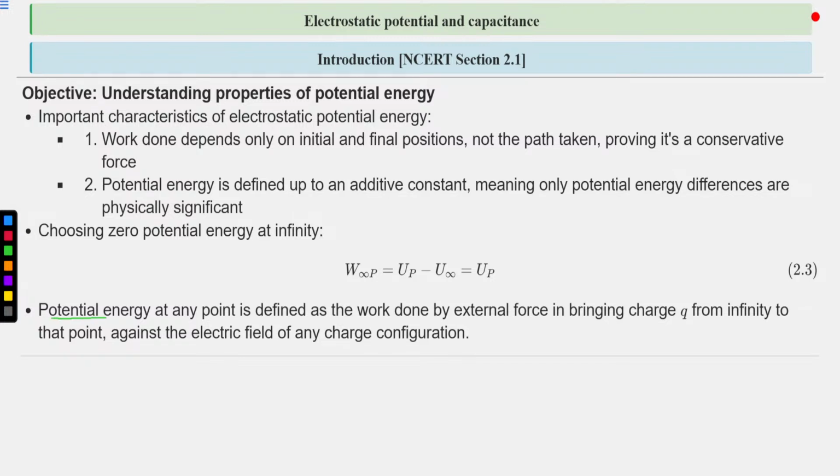Potential energy at any point is defined as the work done by the external force that we are applying in bringing charge Q from infinity to that point against the electric field of any charge configuration. Simple. What is potential energy now? Work done by the external force to bring a charge from infinity to any point in the electric field of any charge configuration is the potential energy at that point.